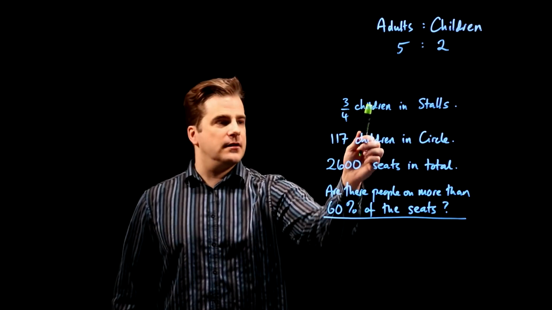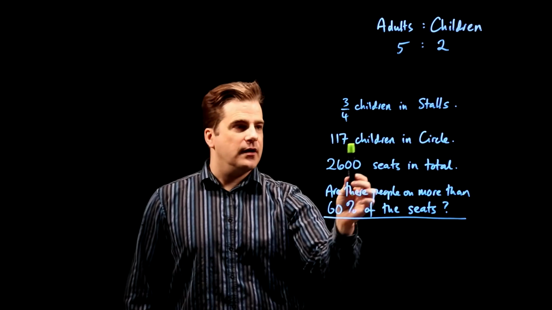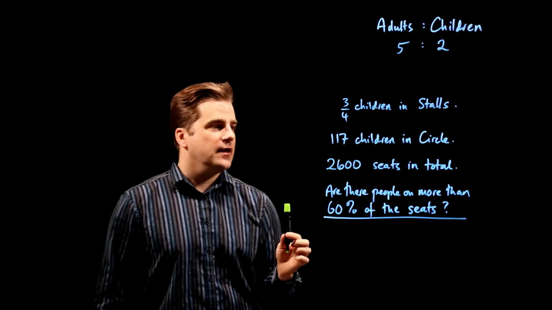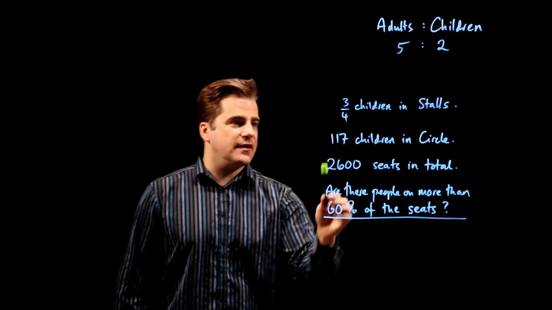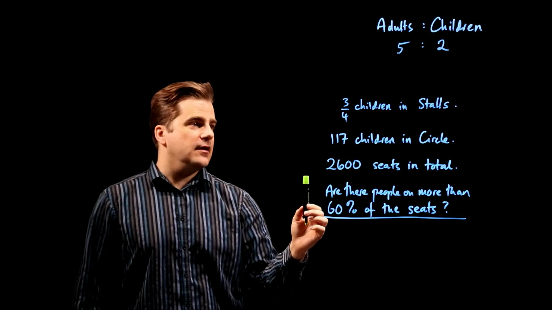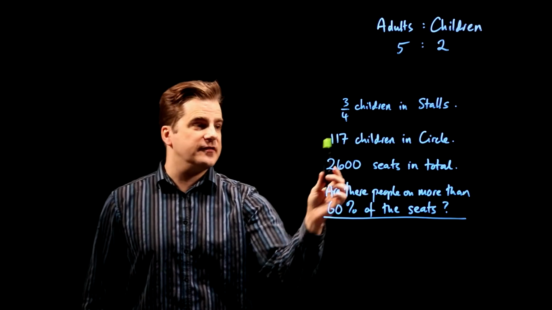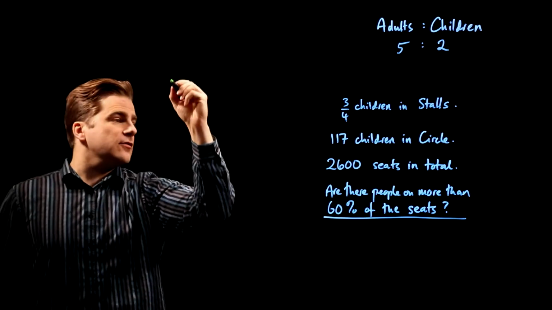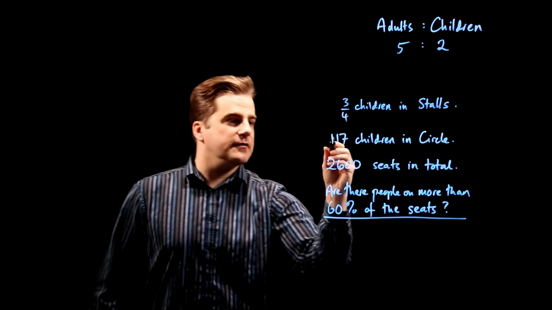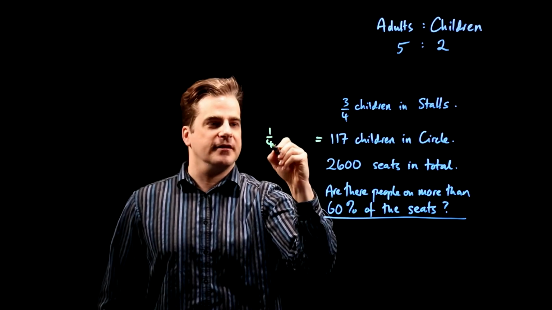Well, look at these two. 3/4 of the children are in stalls and 117 children are in the circle. So that means that 117 is 1/4 of the children, okay? If 3/4 of the children are in the stalls, then 1/4 must be in the circle. So 117 children is 1/4 of the children, okay?